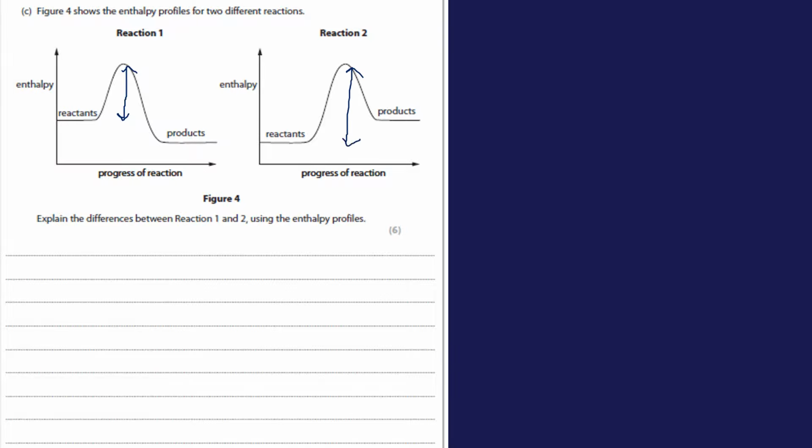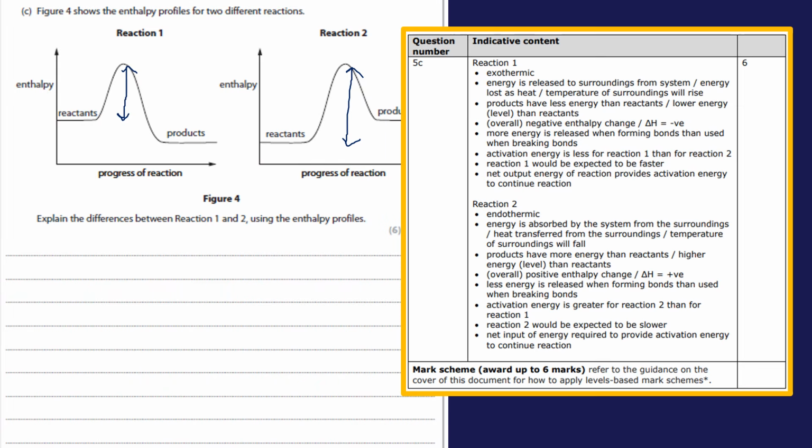I've probably said enough for 6 marks, but here's the mark scheme. Let's have a read through it. You could have gone into talking about bonds being broken, bonds being made, as you can see. There's an awful lot you can say there, but you don't have to hit all of those points. That's the beauty of it. You can just talk about a few of them from each of them, and that's going to add up to our 6 marks.